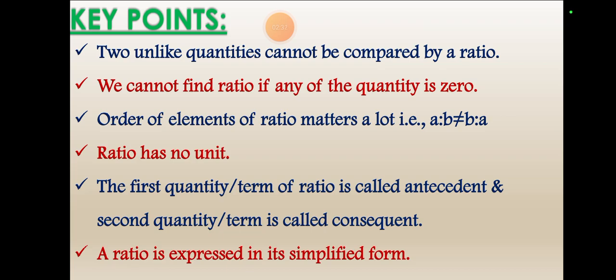Okay, and a ratio has no unit, and when we have units, we cancel them. The first quantity or term of a ratio is called the antecedent, and the second quantity or term is called the consequent. So the first is called the antecedent, and the second is called the consequent. A ratio is expressed in simplified form. Ratio and fraction are both always in their simplified forms.